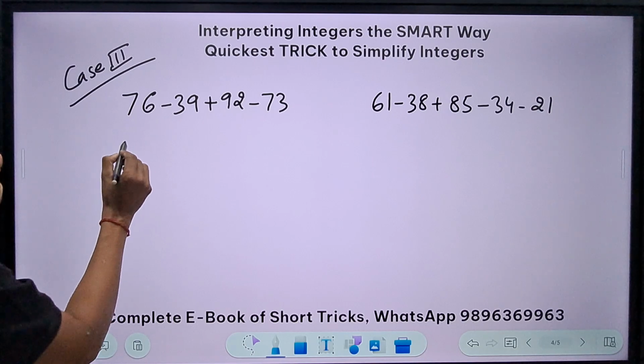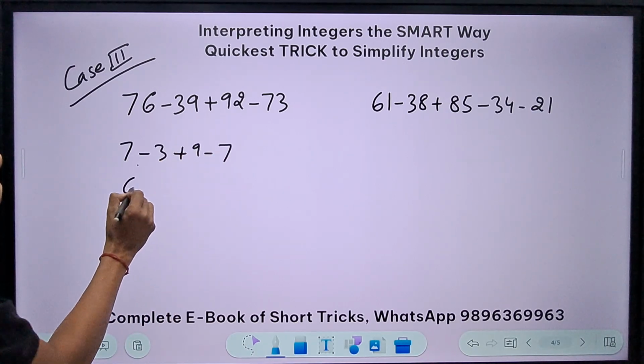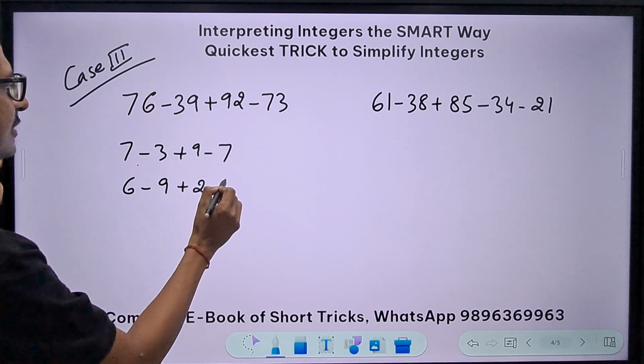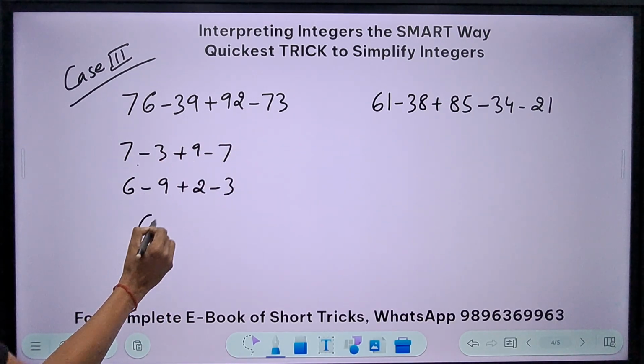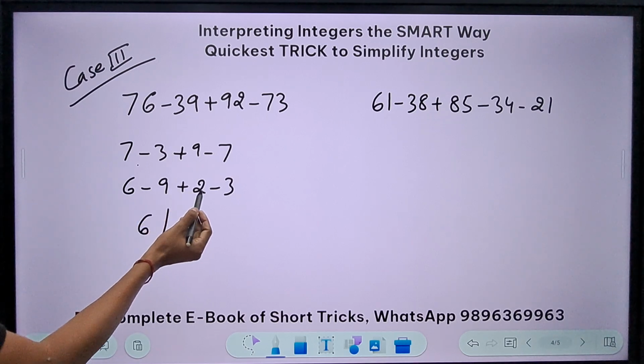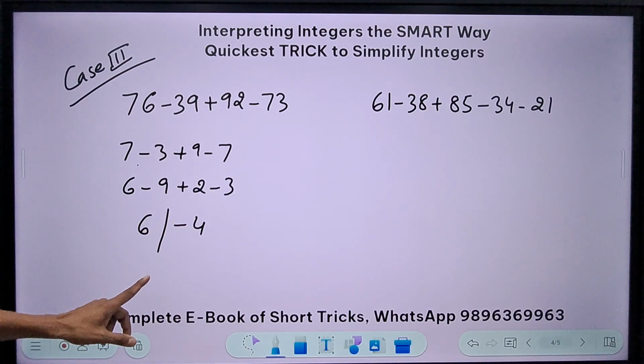The mental math step: 7 minus 3 plus 9 minus 7, 6 minus 9 plus 2 minus 3. If you can do this really quickly, 7 and 7 cancel, 9 minus 3 is 6, right? 6 plus 2 is 8, and minus 12 is minus 4. So you have to be really quick in doing this.